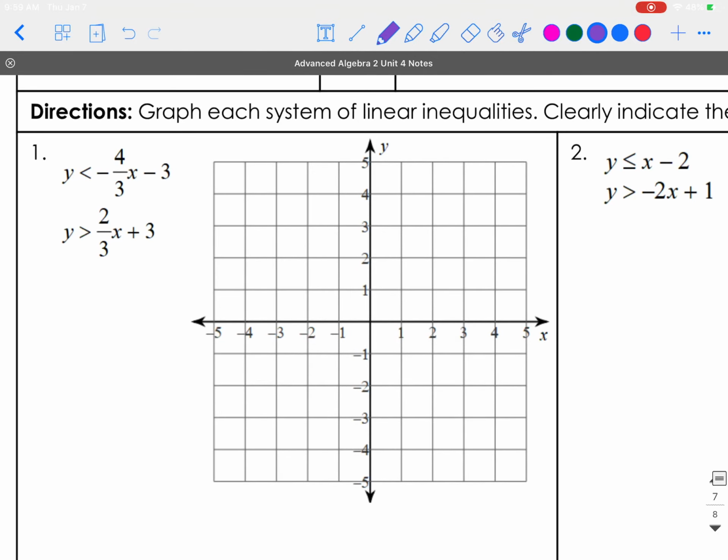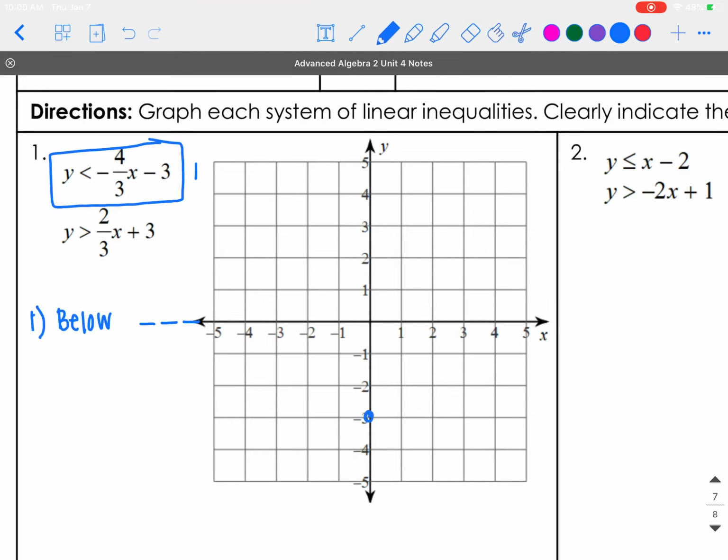So we're going to graph. Let's look at the first one. And I want to make a note of those two things, where I shade and the type of line. So in the first one, it's a less than symbol. So I'm going to be shading below, and I'm going to use a dashed line. So let's do that one. Let's graph it.